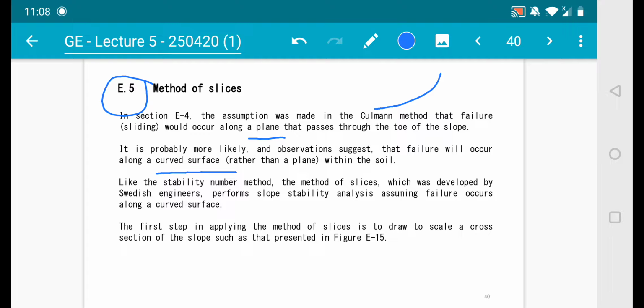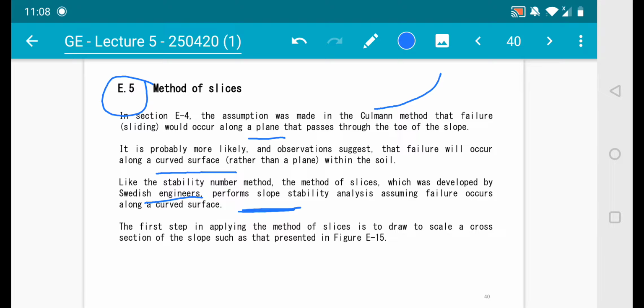For the method of slice, it is suggested from observation that failure will occur along a curved surface rather than a plane within the soil. Like the stability number method, the method of slices, which was developed by Swedish engineers, performs slope stability analysis assuming failure occurs along a curved surface. So they still take some approach from the stability number method, but what's the difference? Now we're going to see the difference.